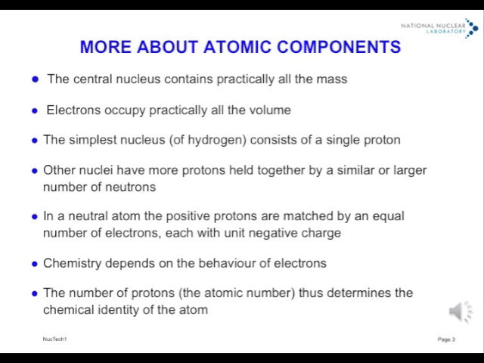More about atomic components. The atomic nucleus contains at least one proton, and except in the very simplest case, hydrogen, a similar or rather larger number of neutrons. In a neutral atom, the numbers of protons and electrons are equal. The interactions between different atoms, in particular their chemistry, are chiefly through the electrons, which may be shared or transferred between them. And so the number of protons, the atomic number, determines the chemical identity of the atom.